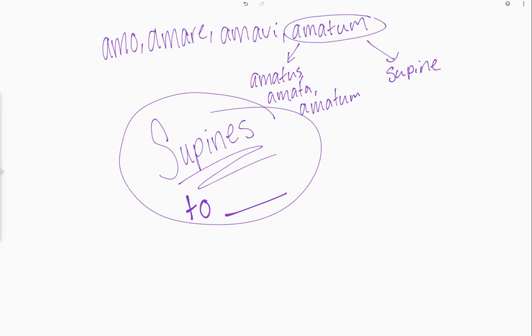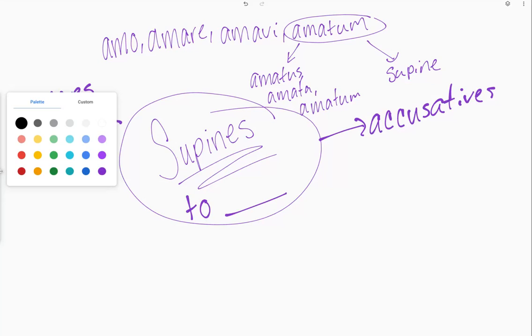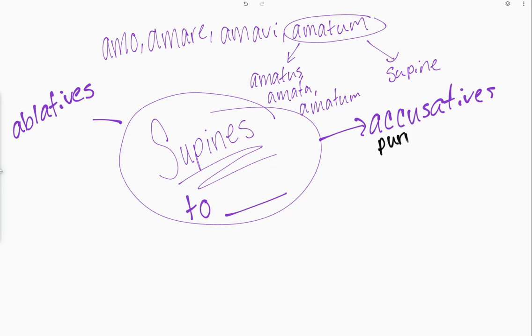Now, there were two kinds of supines. The first one we're going to talk about is the accusative supines, and the other ones are your ablative supines. So an accusative supine shows purpose. And there'll usually be a verb of motion with it. So you're going to have motion plus purpose. Let's give you an example sentence.